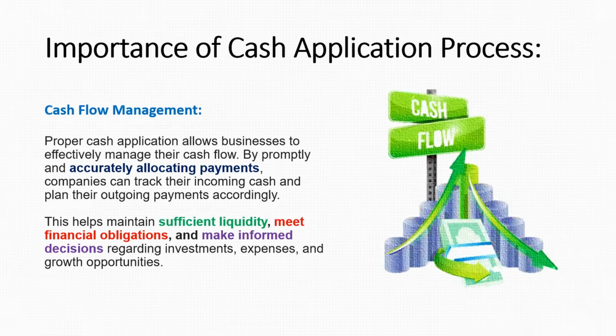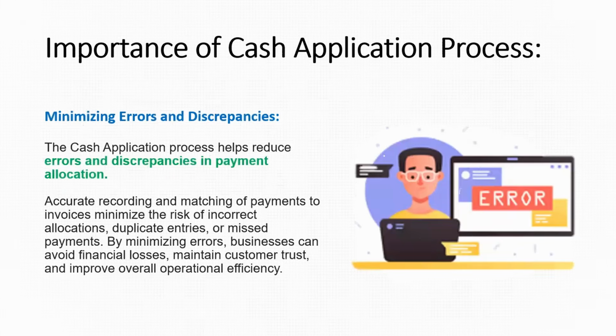Moving ahead, what is our third importance of the cash application process? Minimizing errors and discrepancy. So the cash application process helps in reducing the errors and discrepancies in payment allocation. Accurately recording and matching the payment to the invoice minimizes the risk of incorrect allocation, duplicate entry, or missed payments. So by minimizing errors, a business can avoid financial loss, maintain customer trust, and also improve overall operational efficiency.